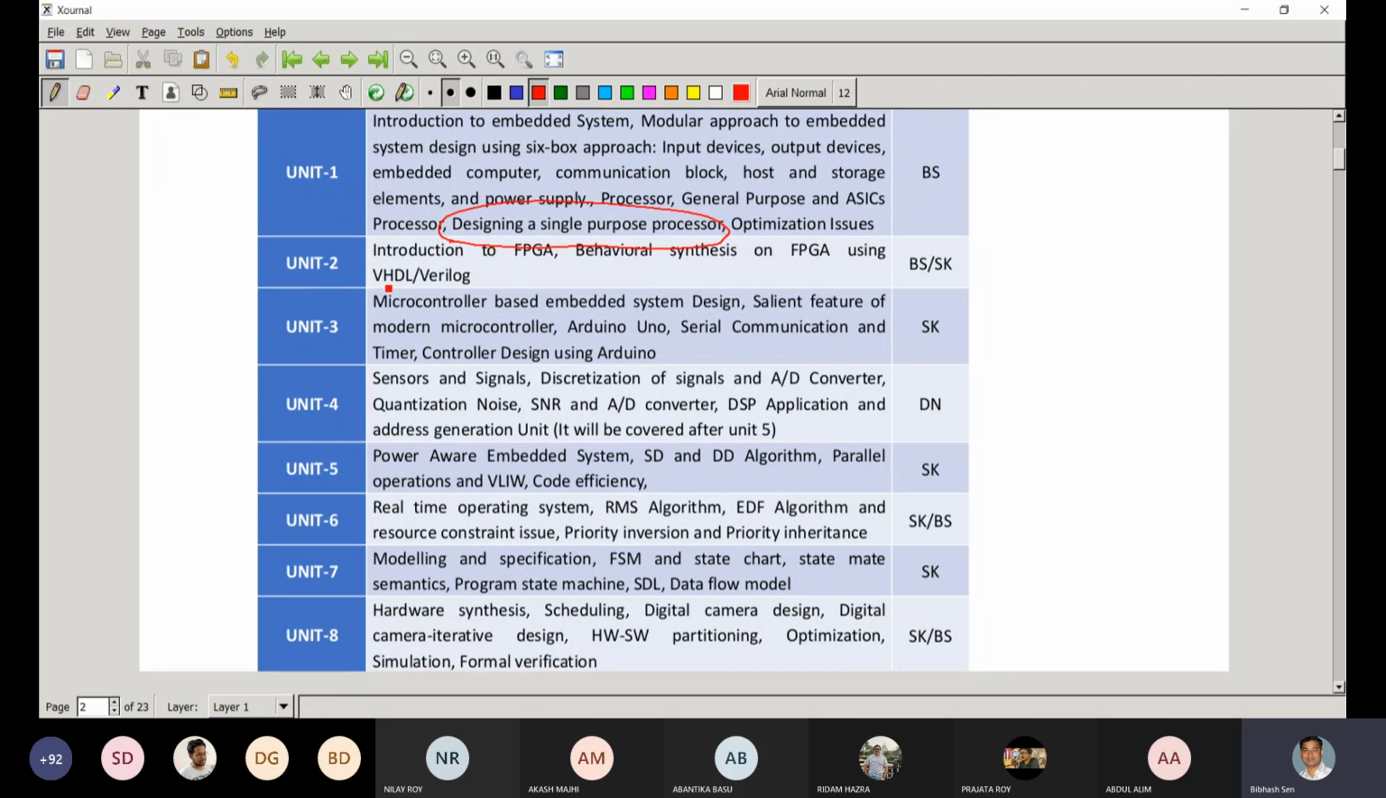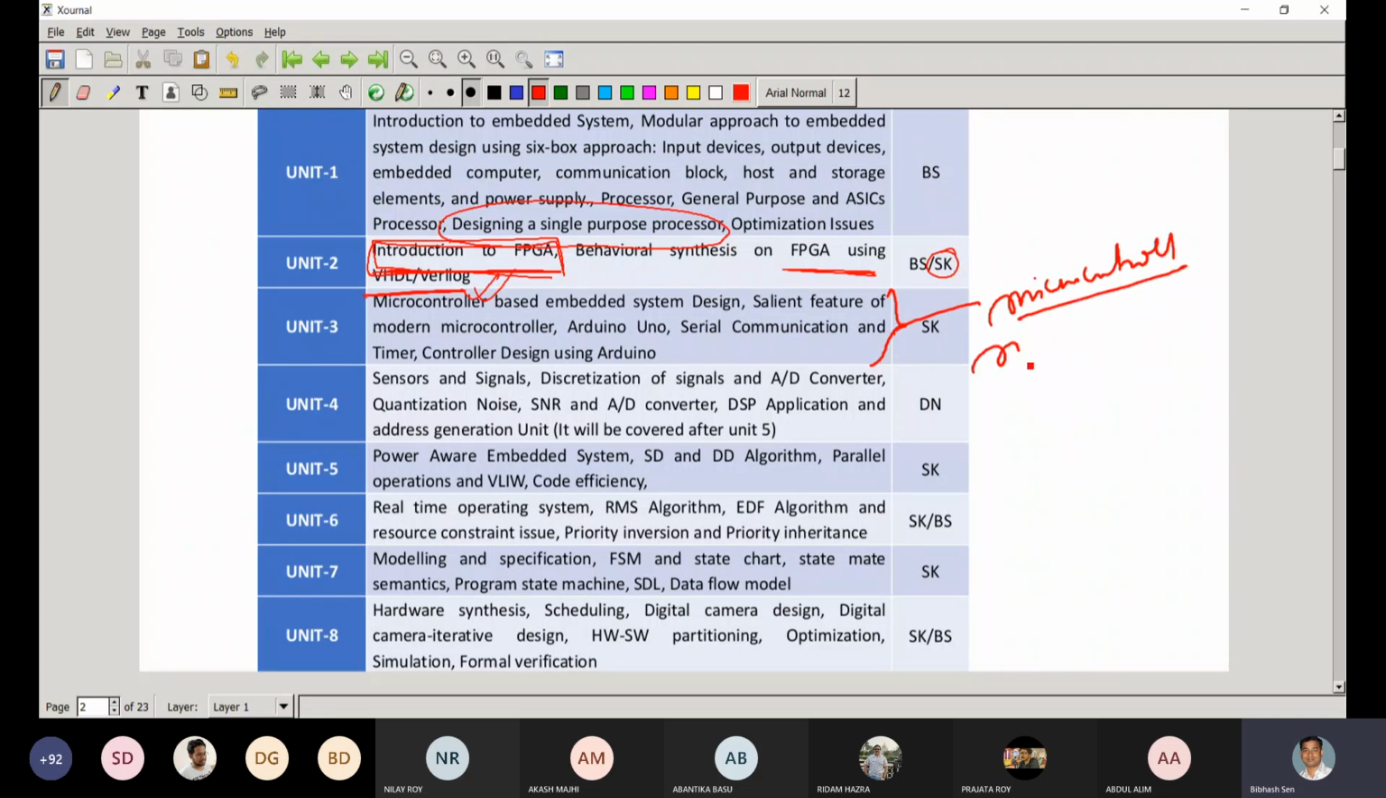After that we will learn about the FPGA, another very important topic, the field programmable gate array, and behavioral synthesis of FPGA using Verilog. So this time you have to learn one programming language, that is Verilog. Learn it properly, that is important. I will share the link and slides for your early study; though SK will take some classes, you can start studying from there.